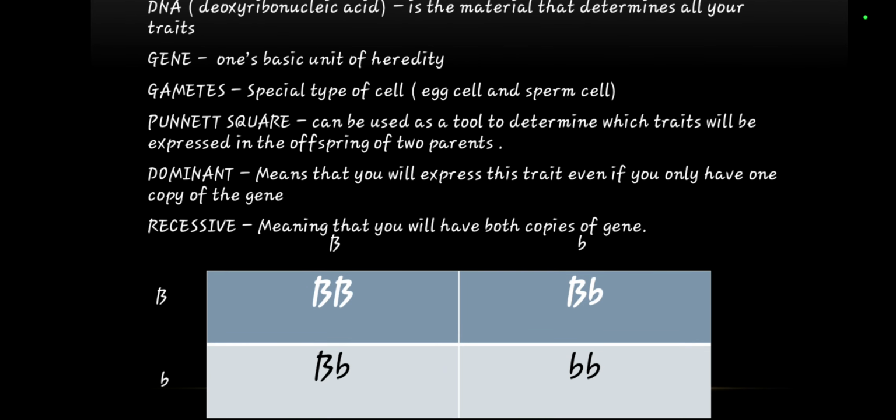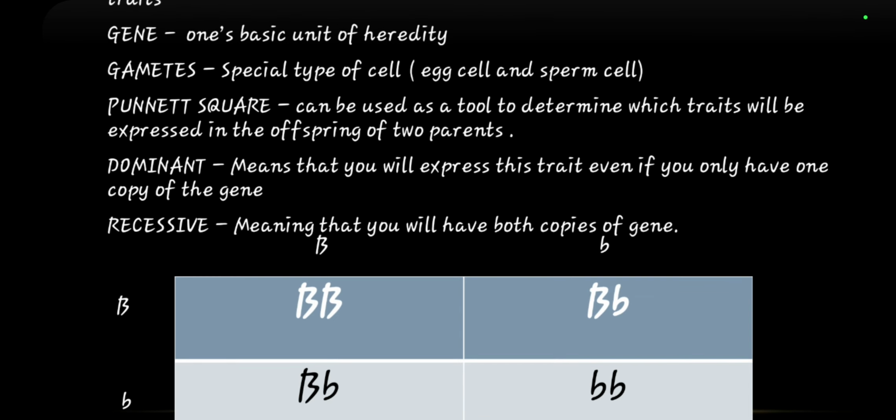So you will just be copying the capital letter B in the vertical parent to the horizontal parent. Copy that one, and you have a capital B, capital B here in this area. Then you will just go on and on, copying it. So that is how you create a Punnett square.